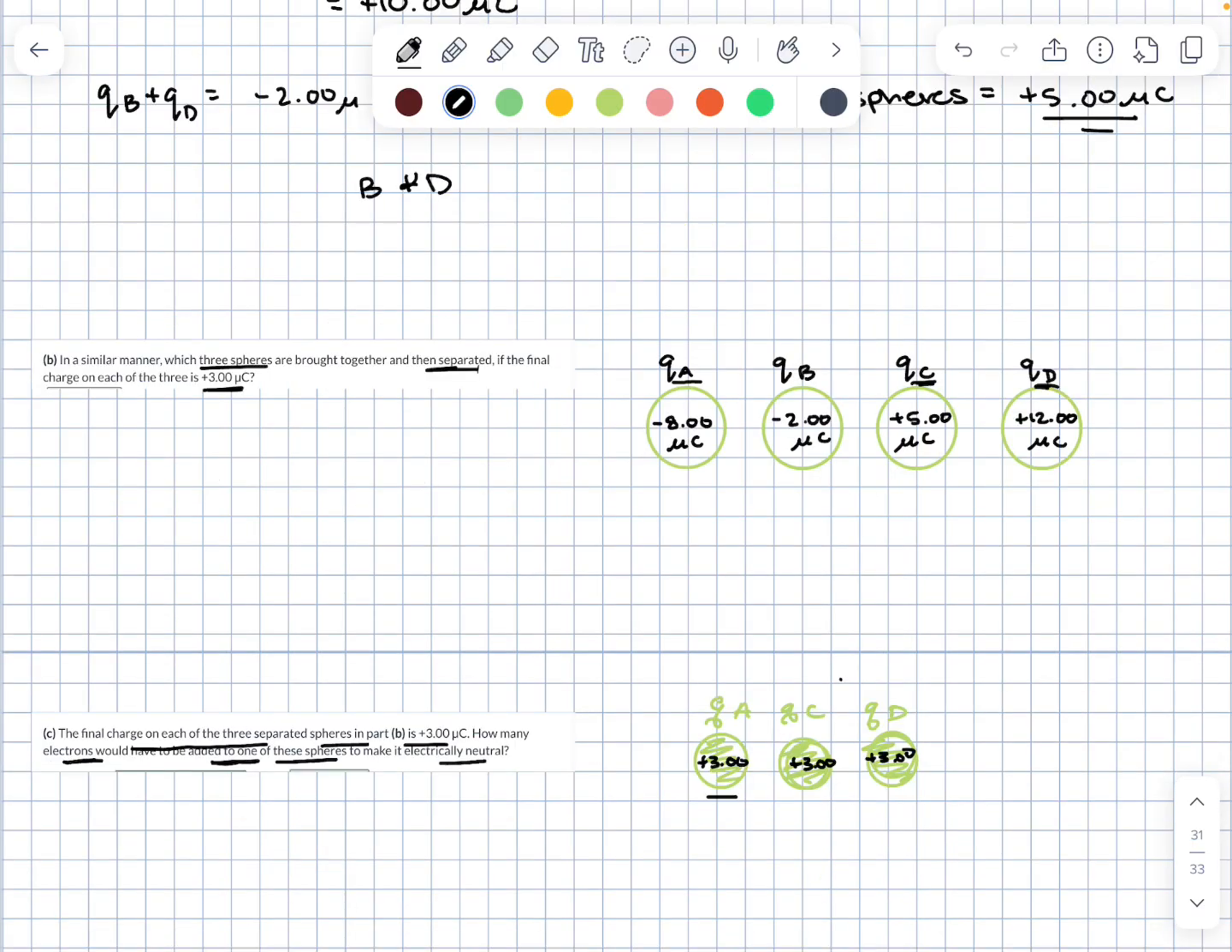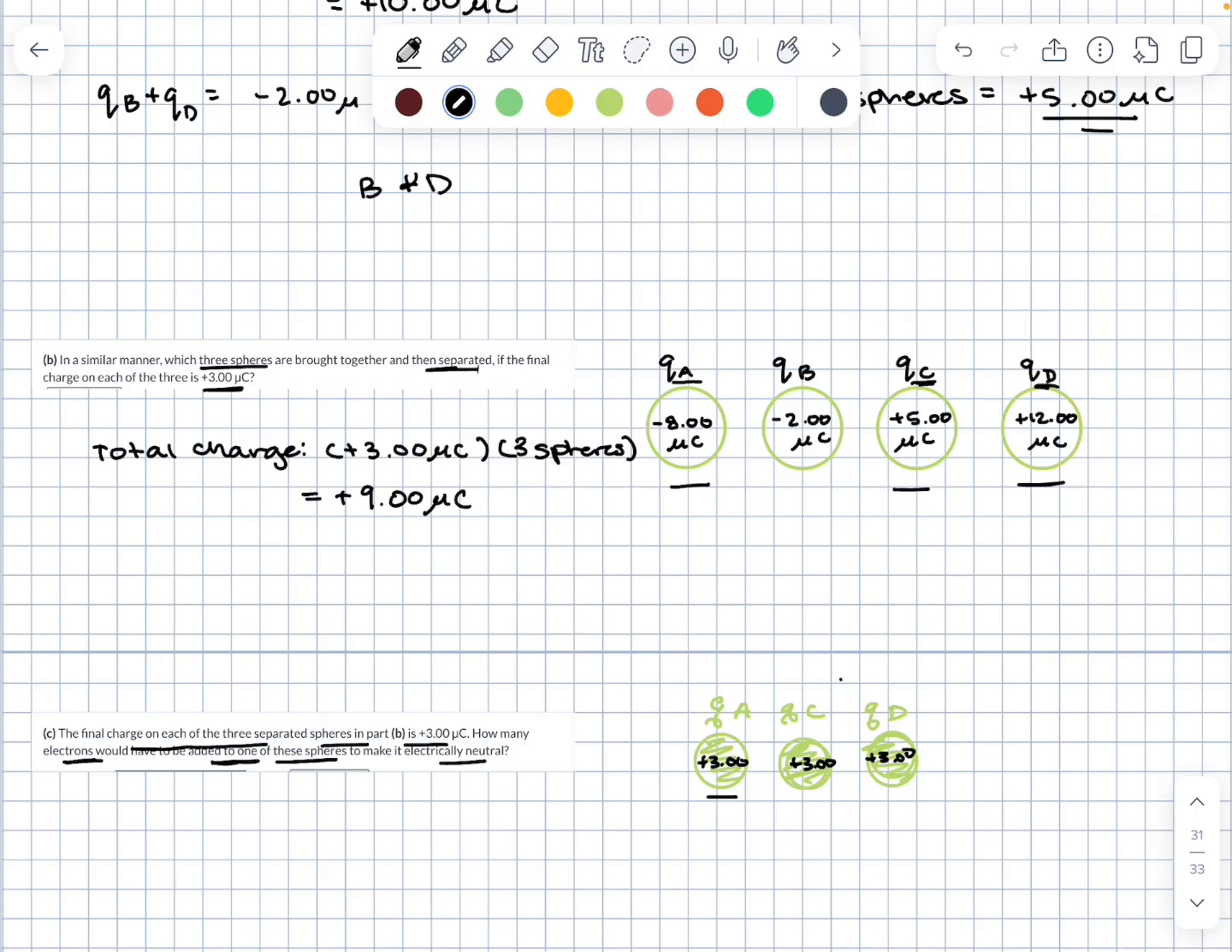In a similar manner, which 3 spheres are brought together and then separated if the final charge on each of the 3 is positive 3 microcoulombs? So again, we're going to find our total charge. Each sphere is going to have a positive 3 charge, and there are 3 spheres this time, so that results in a positive 9 microcoulombs. Our goal here is to test the combinations of the 3 spheres that we have. I can see that A and C might add up nicely together, and then D is another one.